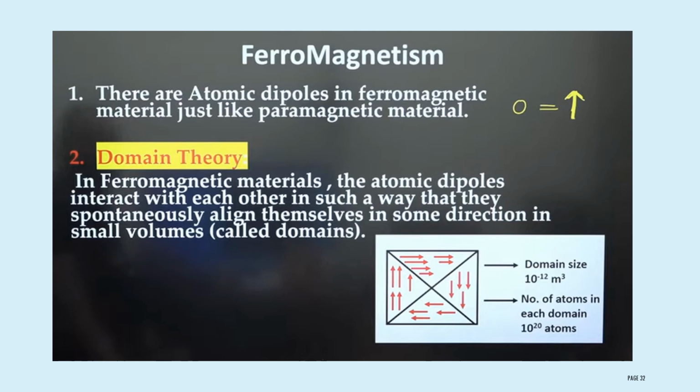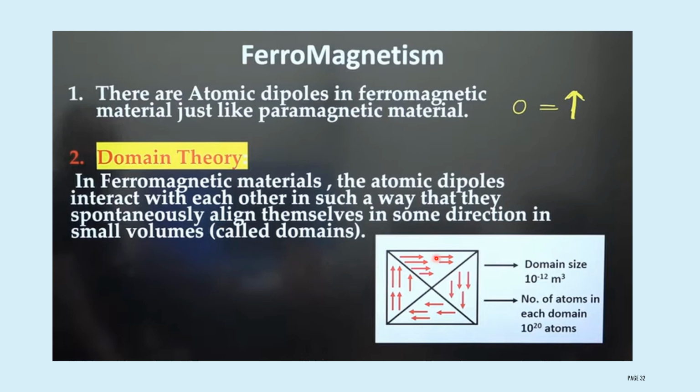Let us discuss ferromagnetism in detail. First point, there are atomic dipoles in ferromagnetic material just like in paramagnetic material. You can observe atomic dipoles in ferromagnetic material because of the presence of unpaired electrons. Then one more important thing here is domain theory. In ferromagnetic materials, the atomic dipoles interact with each other in such a way that they spontaneously align themselves in some direction in small volumes called domains.